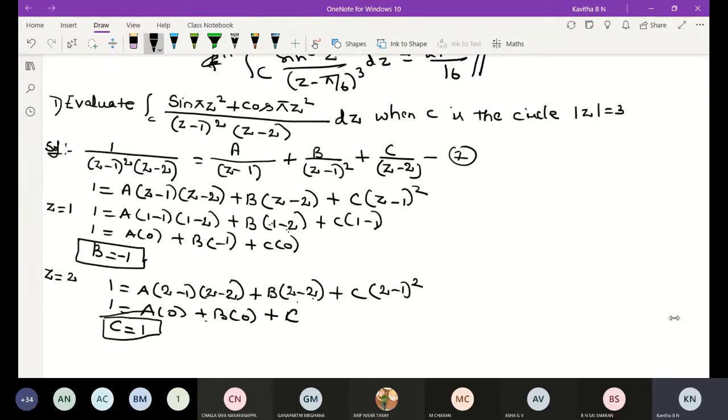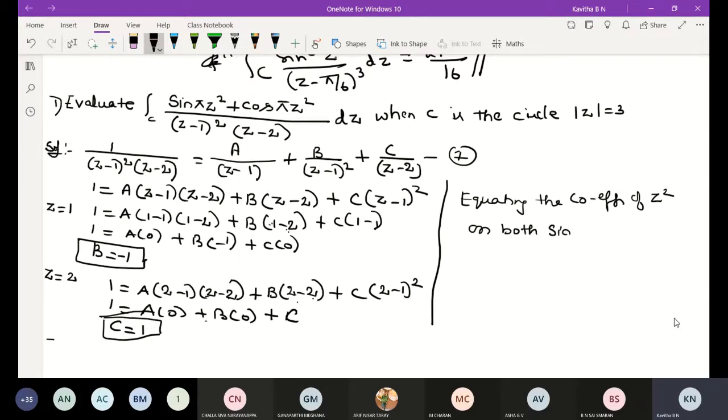This is a 7 marks question. Observe here, if you put z = 1, we got the B value. If you put z = 2, we got C is equal to 1. But the next term is not possible because 1 is finished, 2 is also finished. Next we have to take equating the coefficient of z² on both sides.